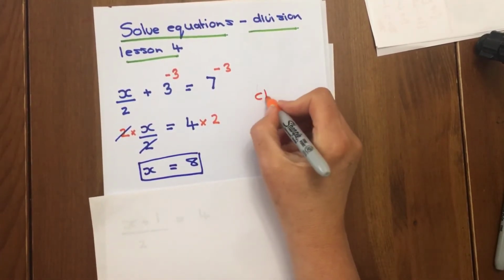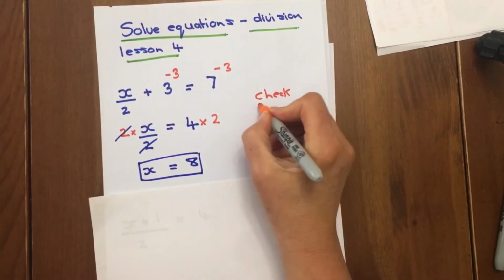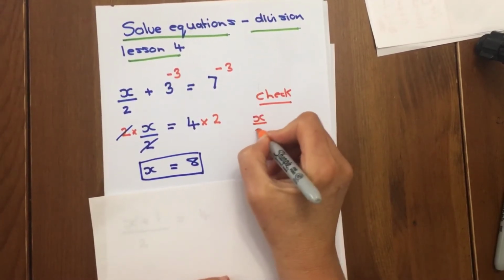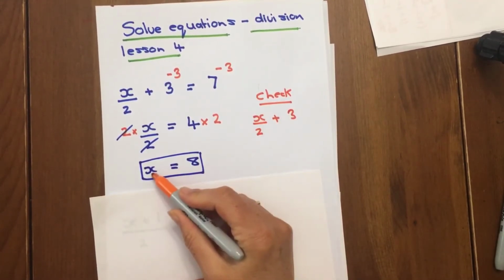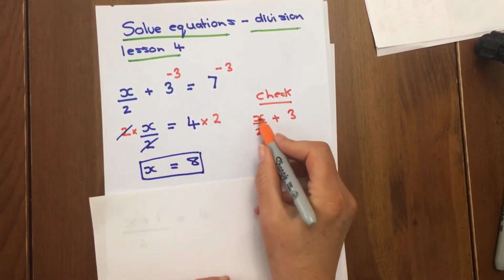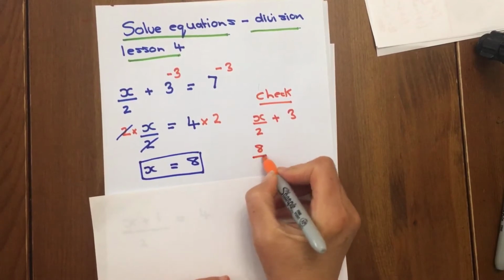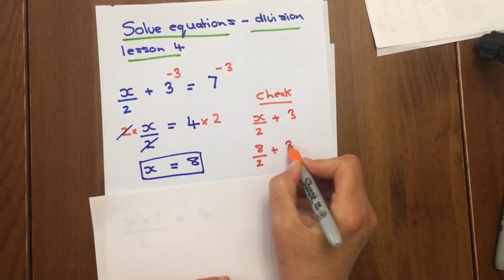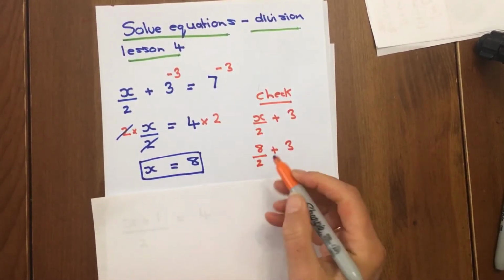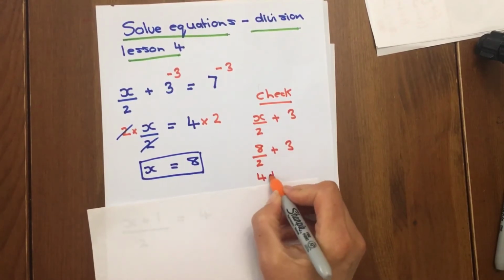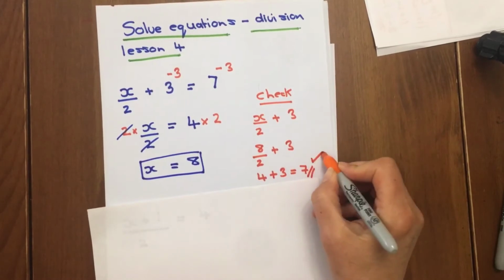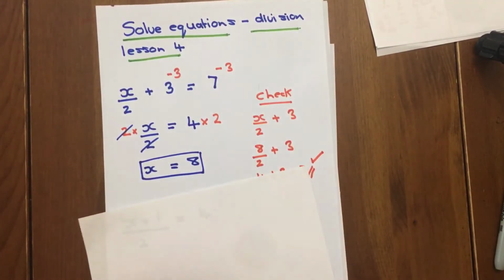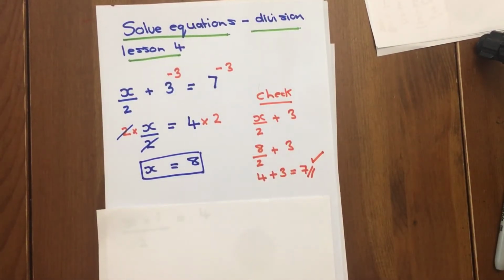I'm just going to check that answer. It's always good to check. So I'm going to put it into the left-hand side of the equation. So we worked out x was 8. So instead of writing x, I'm going to write 8. And let's see what this makes. Well, 8 divided by 2 is 4. And 4 add 3 is 7. Which is what I want, because it's 7 on the right-hand side of the equation.